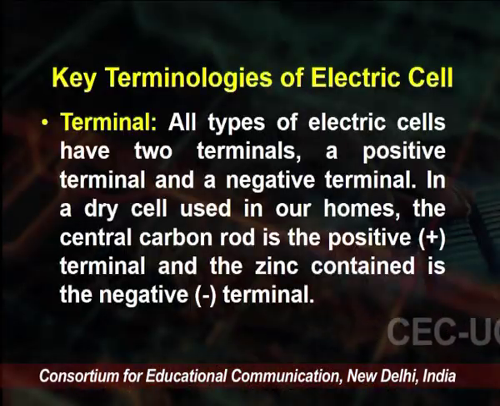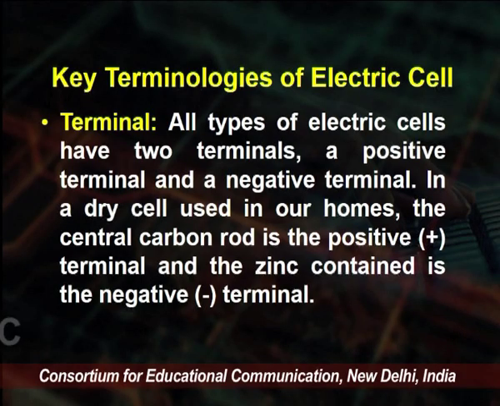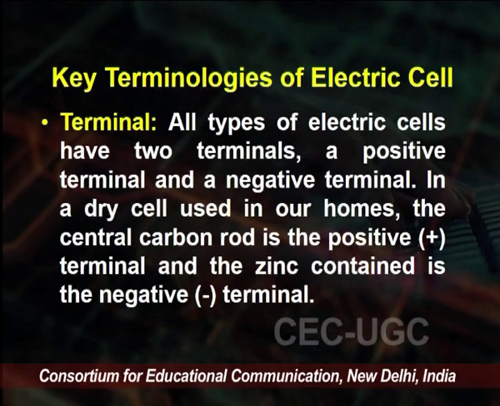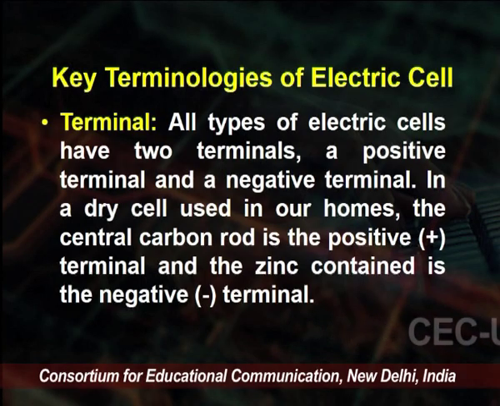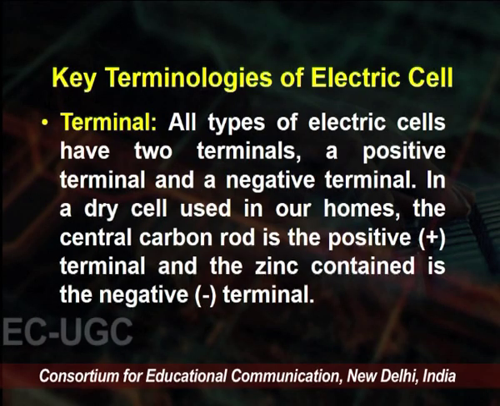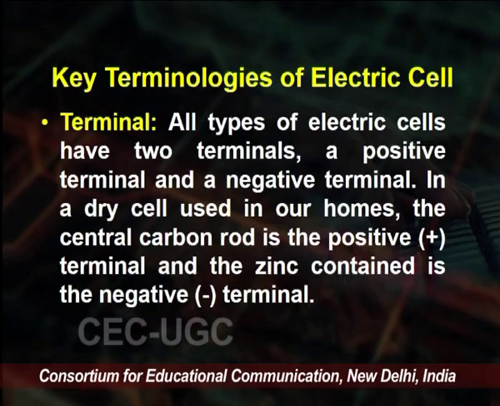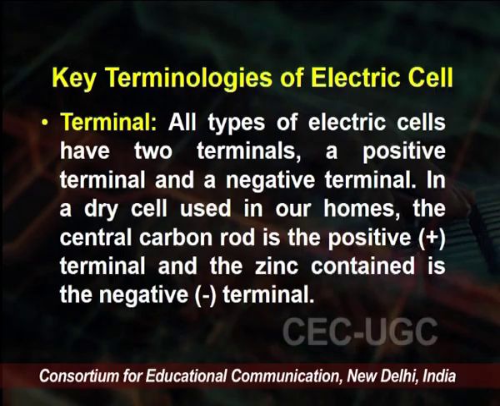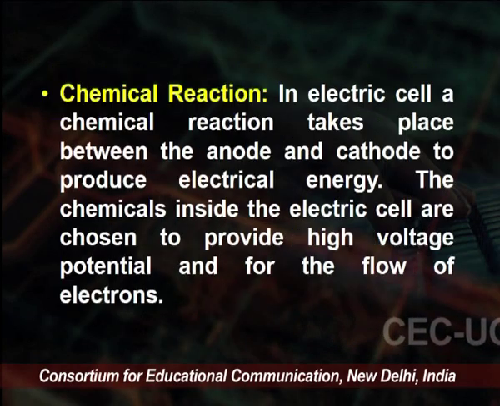So, another is the terminal. Now, we are saying that all electric cells have two terminals. One is positive and the other is a negative terminal. In the dry cell used in our homes, which you can see in remotes and radios, there are two terminals: the central carbon rod is the positive terminal and the zinc container is the negative terminal.